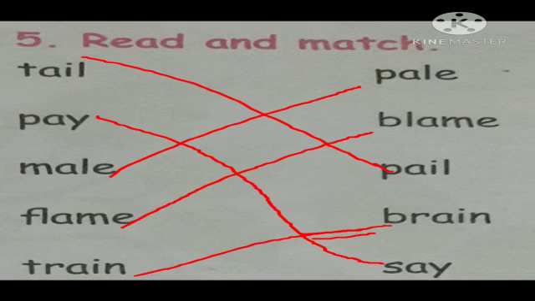Next, we come to page number 105. Read and match. Here some words are given. We have to pronounce and match one by one. Tail, pale, pay, say, male, pale, flame, blame, train, drain. Okay students.